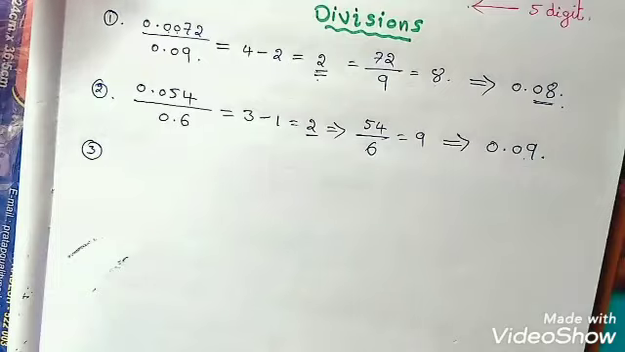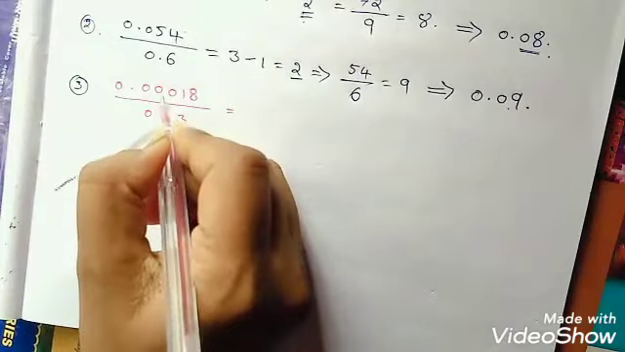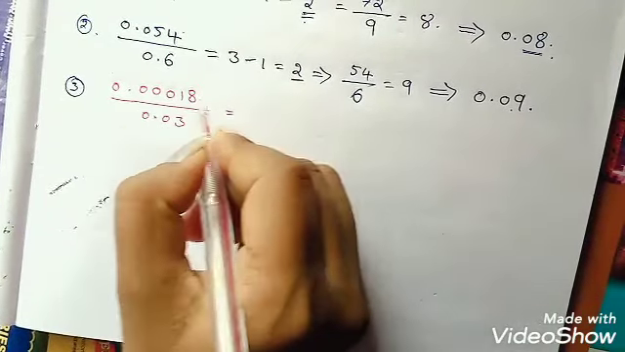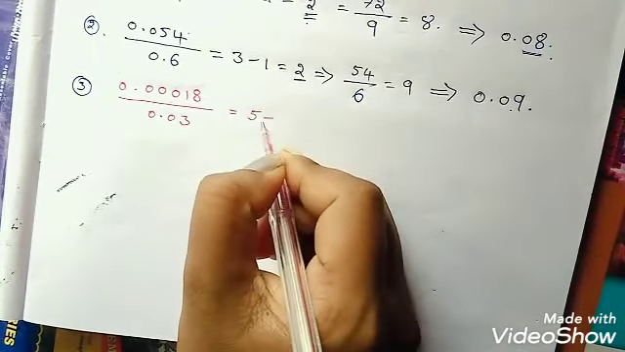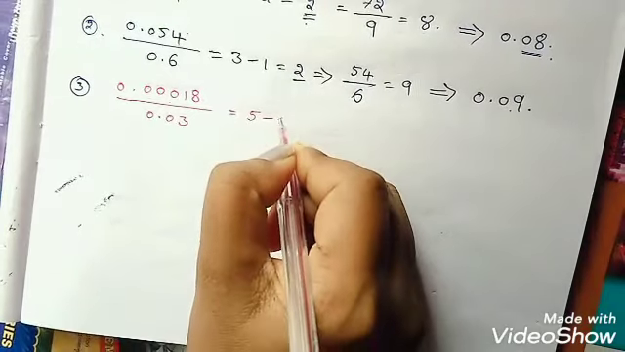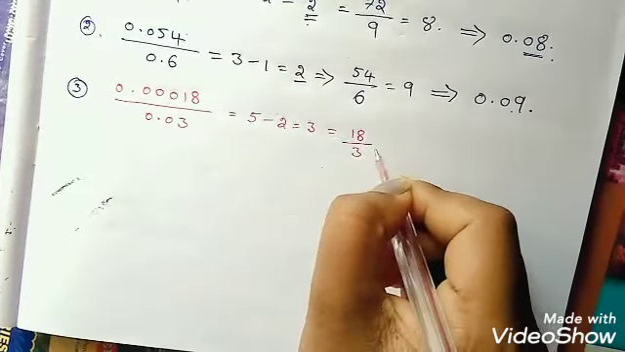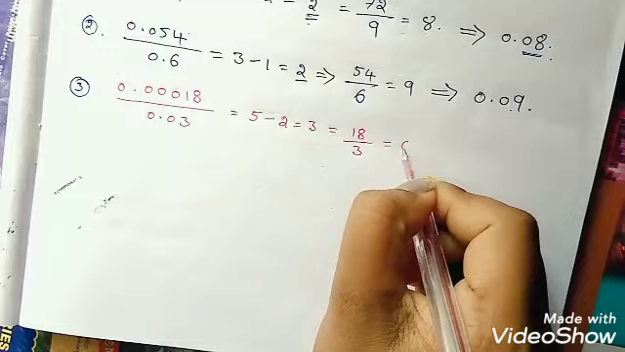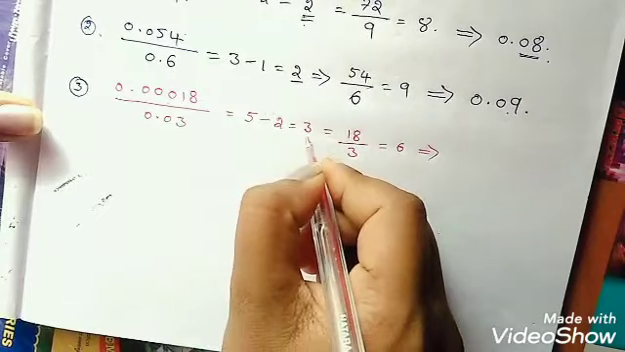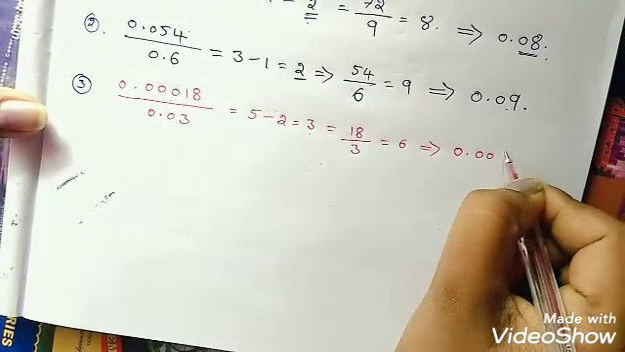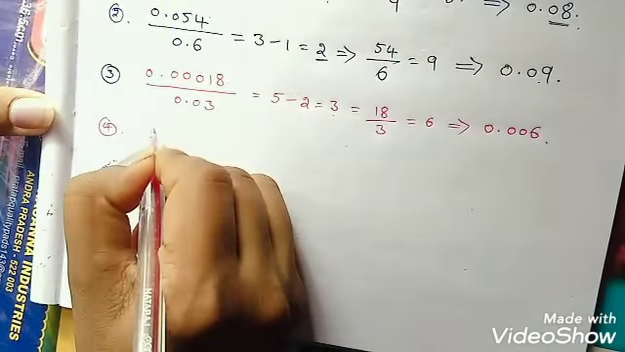Let us see the third example. Like this, you can count just like that: 0.00018 in the numerator. After the decimal, see, count the numbers, only 5 minus, in the denominator only 2, so 3. That means directly if you do 18 by 3, the answer is 6, but in the final answer after the decimal place you should get a 3-digit number. That's why 0.006 is the answer.